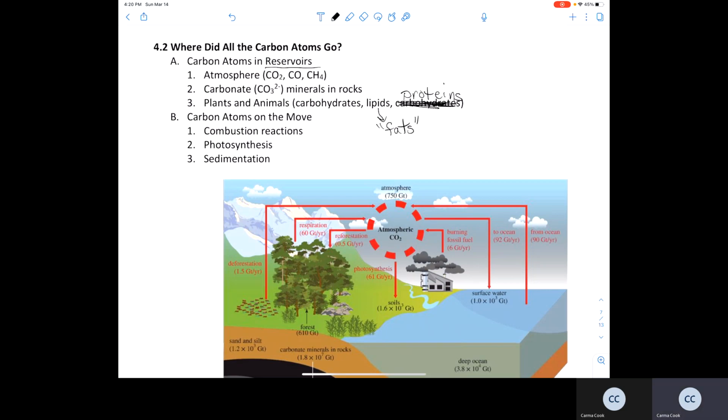And so we've talked about three different reservoirs where carbon atoms are found: the atmosphere, the Earth's crust in the form of minerals that reside in rocks, and then the macromolecules that make up plants and animals. And then we can add a fourth reservoir to this list: the Earth's surface waters, oceans. In the Earth's surface waters and oceans, you'll find carbon mainly in the form of carbon dioxide dissolved in that surface water.